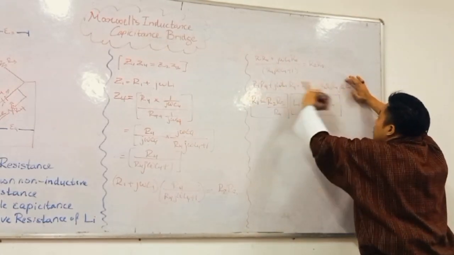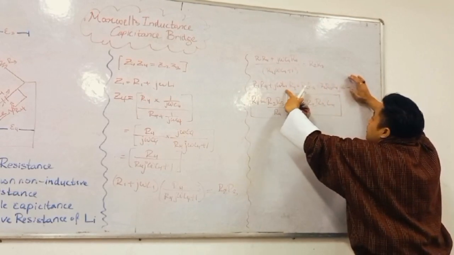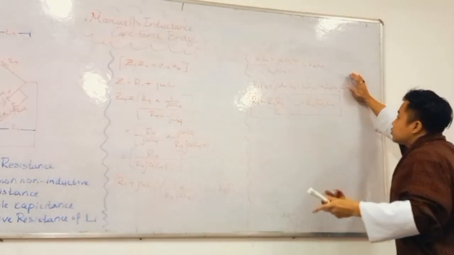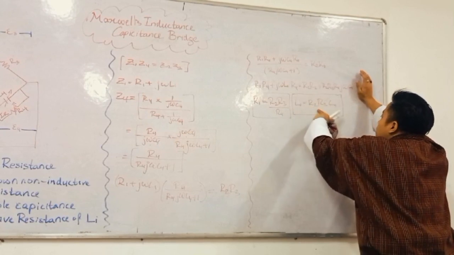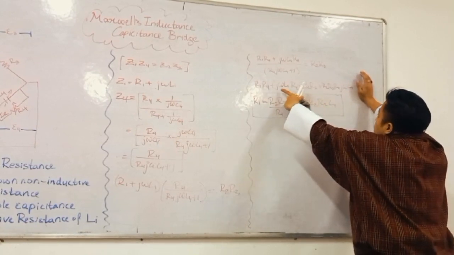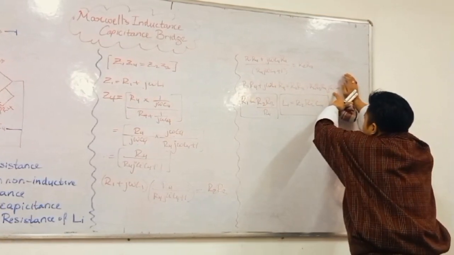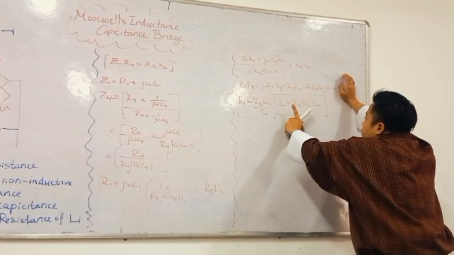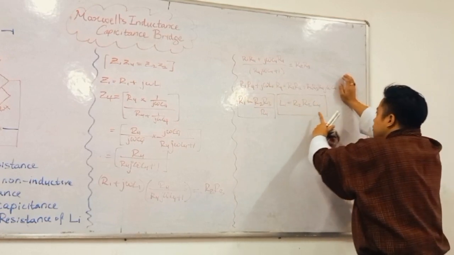Equating these two components, we have to isolate the value of L1, since we're trying to figure out the value of L1, right? So what we're left with is L1 equals R2 R3 C4, because when we equate these two, the j omega and j omega get cancelled, and R4 and R4 get cancelled. So in the end, we're left with L1, which equals R2 R3 C4.